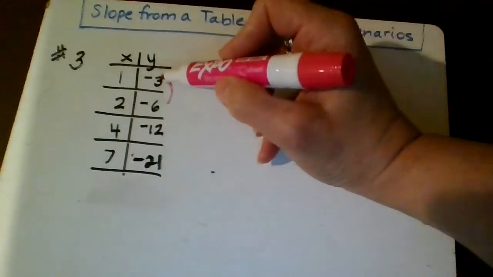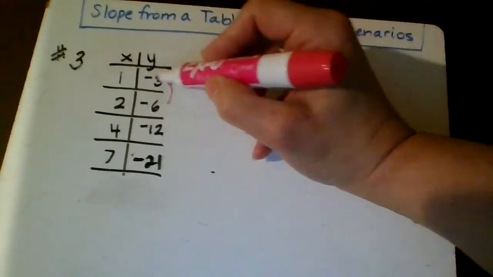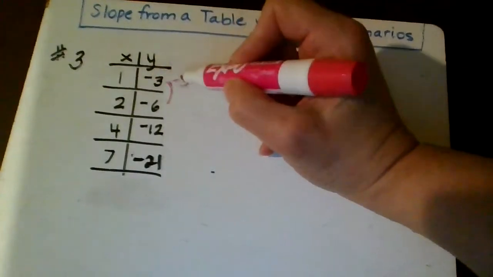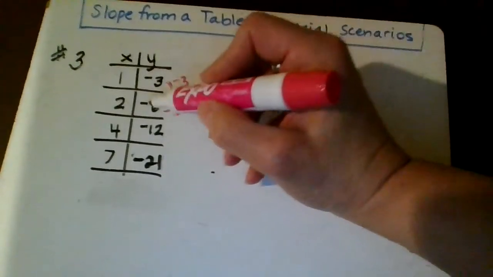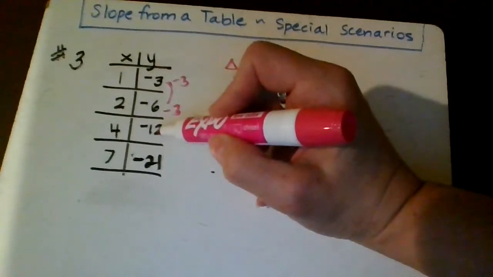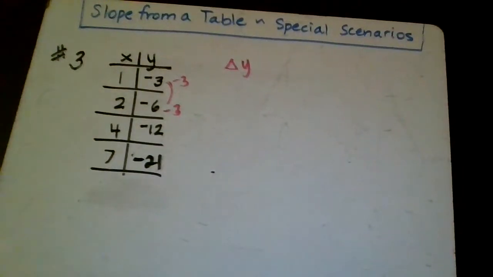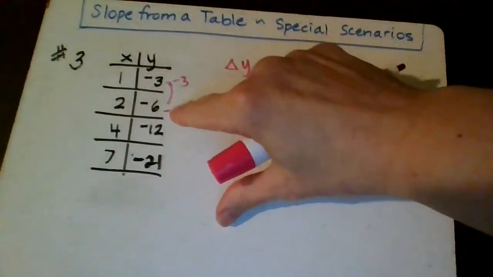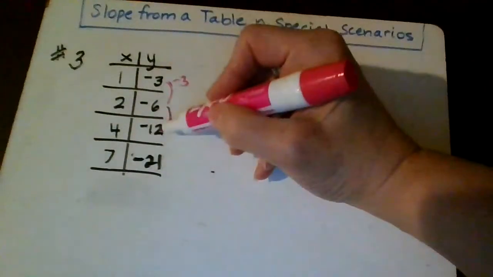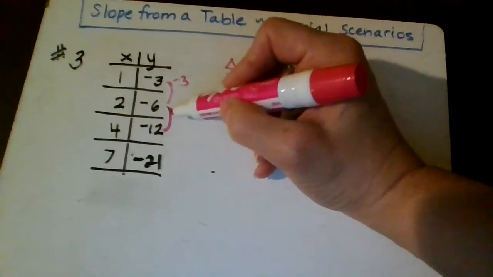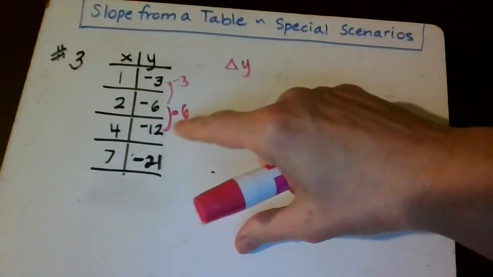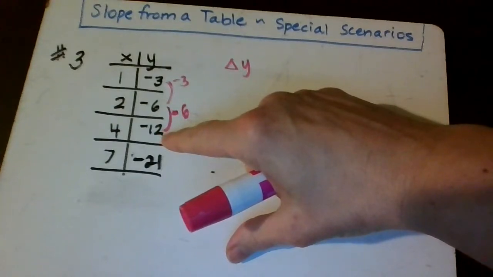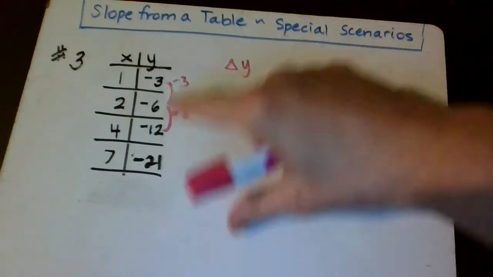So I look here and I go from -3 to -6. Well, I think -3 minus 3 is -6. And so I'm going to try that here. -6 minus 3. Uh-oh. That's not -12. That would be -9. What's the difference from here to here? -6 to -12. Well, I think I would do -6 minus 6 is -12.